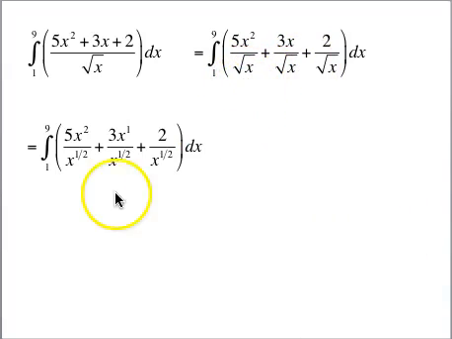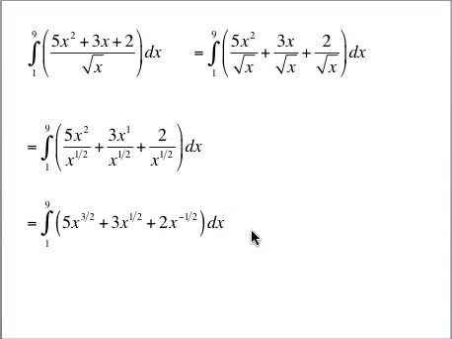Now what does root x represent? Well, as an exponent, it's x to the 1/2 power. And then you can remember when you're dividing two things with the same base, you subtract the exponent. So 2 minus 1/2, 4/2 minus 1/2 would be 3/2. This will give me 5x to the 3/2. X to the 1 over 1/2 will give me x to the 1/2, and this, of course, will give me x to the negative 1/2.